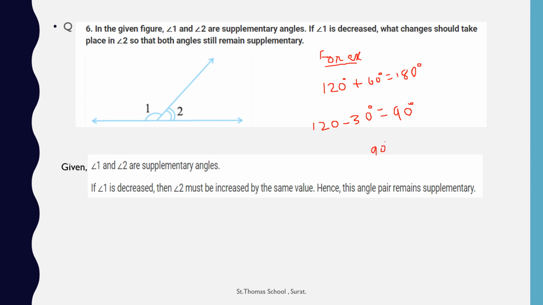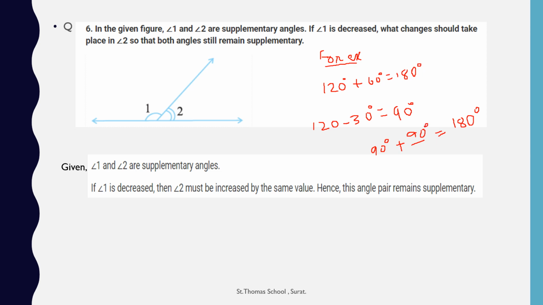Now read the question. What do they ask? If angle 1 is decreased, then what changes should take place in angle 2 so that both angles still remain supplementary? That means here we got angle 1 is 90. Then angle 2, we don't know what change comes here. But the sum is still 180 degree. Still remains supplementary. That means the sum should be 180 degree. So 90 plus dash is equal to 180 degree. We know that 90 plus 90 is equal to 180 degree.